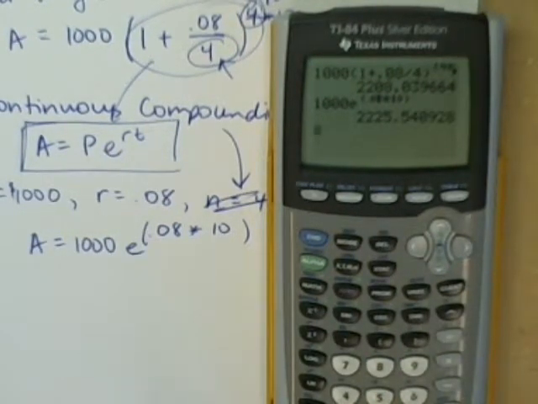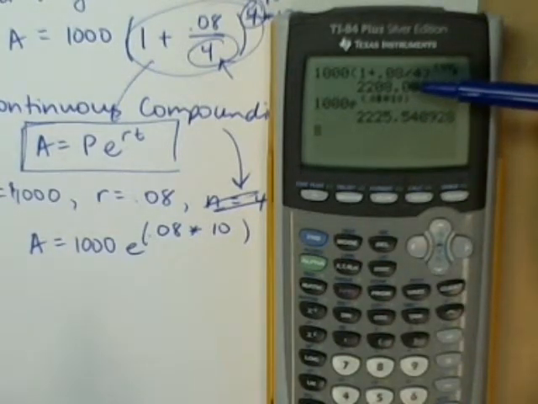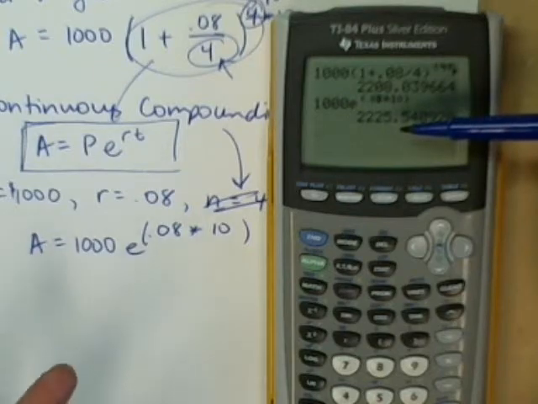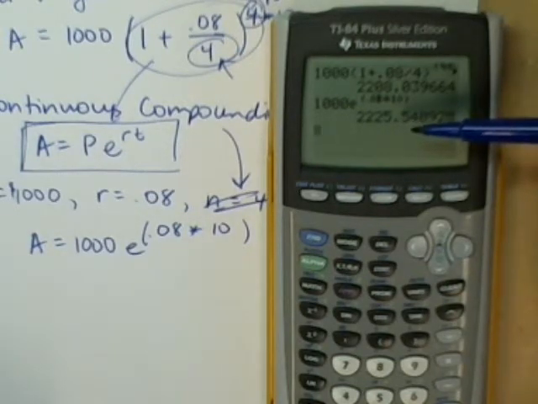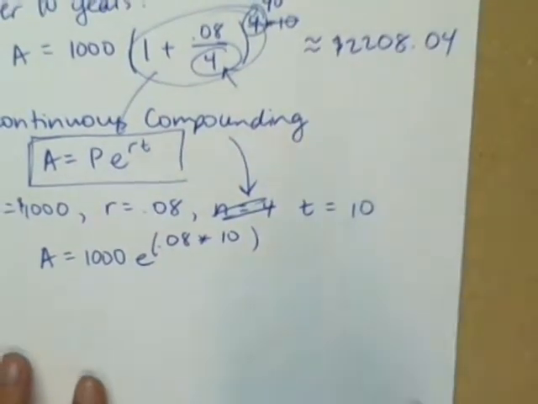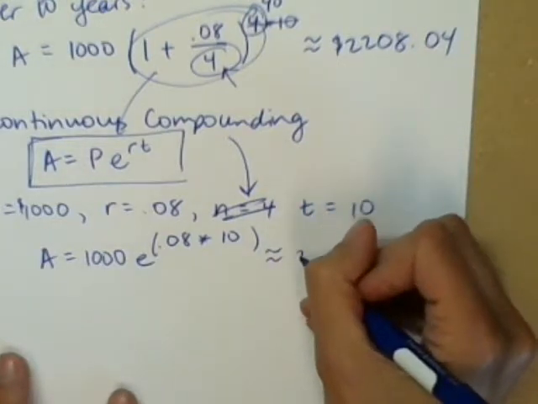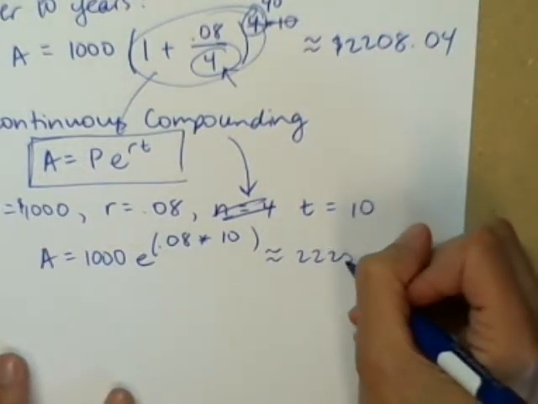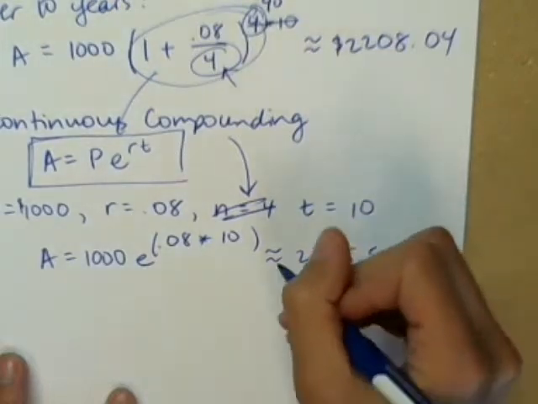And we get just a little bit more with that continuous compounding. We were getting 2,208. Now we're getting about, what, $17 more at $2,225. So now the value in that account is $2,225.54.